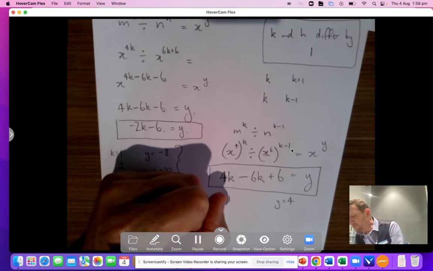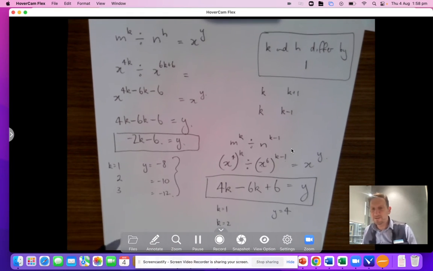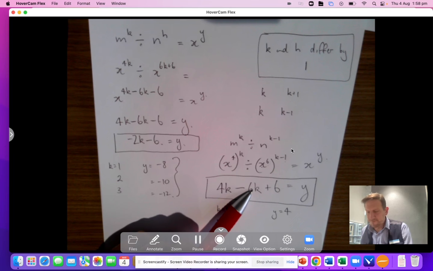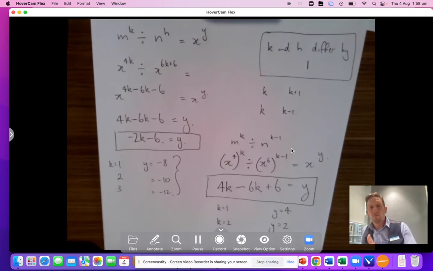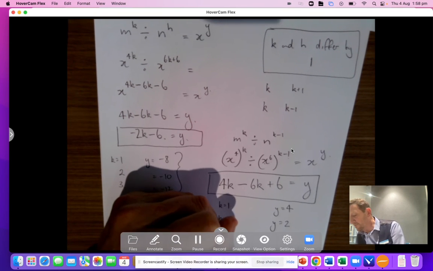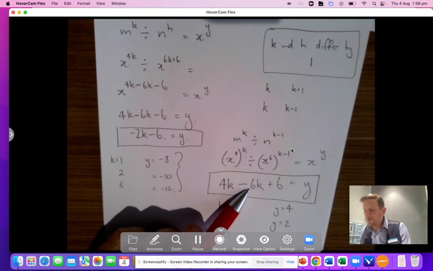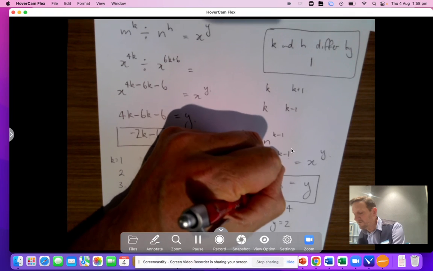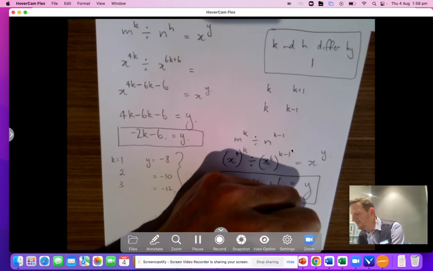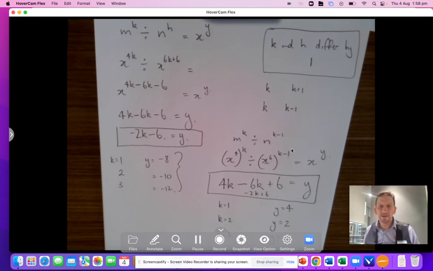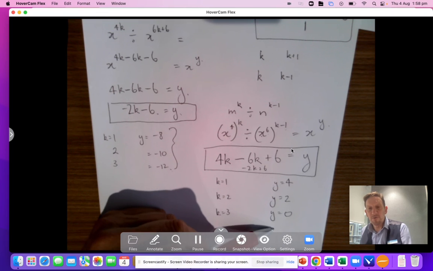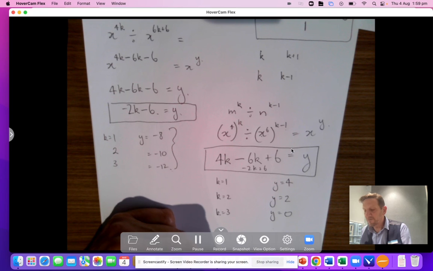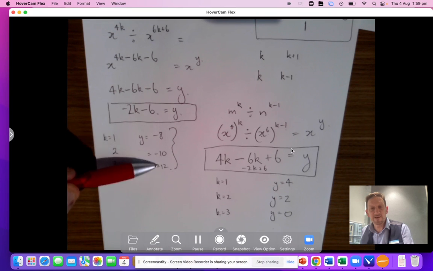What about when k equals 2? What do we get? 8 minus 12 is minus 4 plus 6, y equals 2. What else have we got? When k equals 3, we're going to have minus 2k. Remember, this is really minus 2k plus 6. y is going to be 0. And hopefully, again, you can see this pattern emerging. 4, 2, 0, minus 2, minus 4, minus 6, minus 8. Do we need to keep going? No, because it's this pattern here.